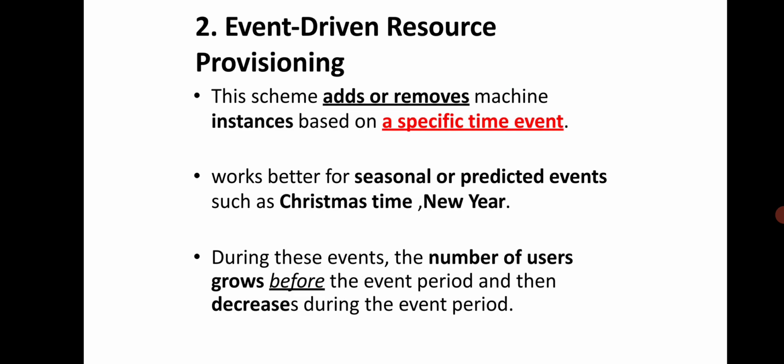Second thing is event-driven resource provisioning. The scheme adds or removes machine instances based on a specific time event. So it works better for seasonal or predicted events such as Christmas time, New Year, etc. During these events, the number of users grows, and then decreases after the event period.